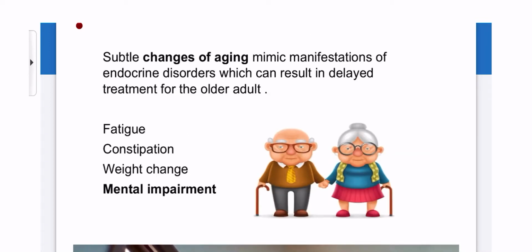Most of our patients in the hospital are elderly in the adult section, and endocrine problems can sometimes be overlooked because the symptoms that you see here can be attributed to the normal aging process. And so sometimes it takes a little longer for the endocrine part to be realized and treated, particularly mental changes.